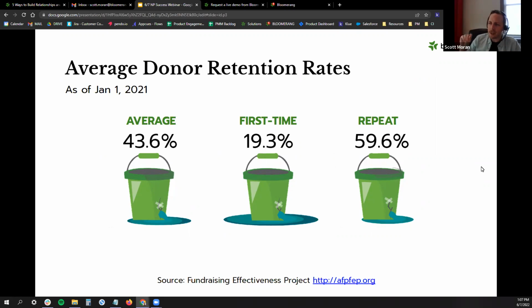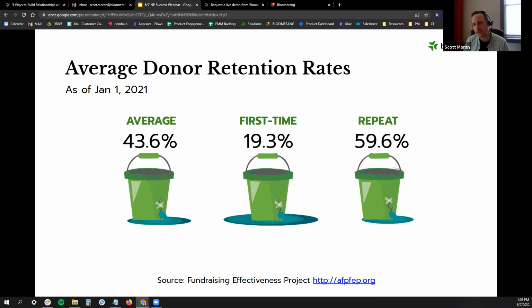But if you look at specific segments of those donors, first time and repeat donors, people who have given in the past, first time, look at that, 19%. If you had 100 new donors this year, just imagine 80 of them are never going to give to your organization again, based off this trend. It's pretty astonishing. That's why we call this a leaky bucket. You're filling it up with 100 donors, but next year there's such a big hole at the bottom that you're really only gaining about 20%, 19.3% to be exact.